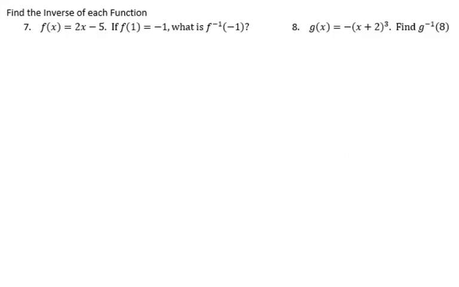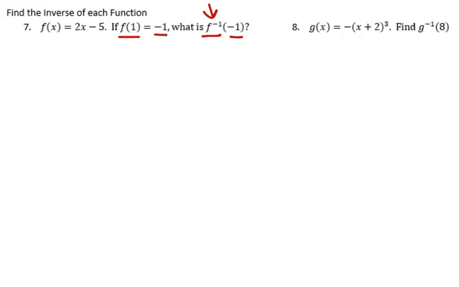Next up, we have to deal with some inverses, because a lot of what we're doing is dealing with inverses. So find the inverse of each function. So f of x equals 2x minus 5. If f of 1 equals negative 1, what is the inverse? Remember, that sign means inverse of negative 1.